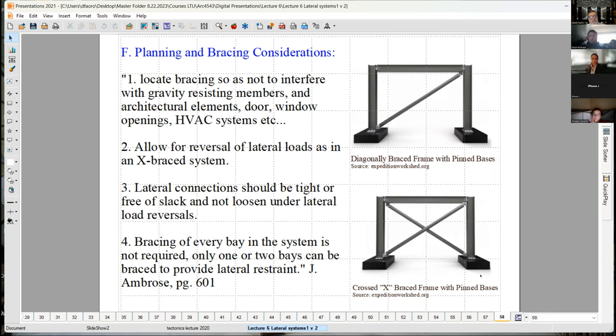The one in compression is assumed to buckle. Essentially, it's not doing the work. And so thin rods and cables, tension only, have to be X-braced. But if you have a hollow tube that can take compression as well as tension, you would have the single diagonal brace that's on the upper right.